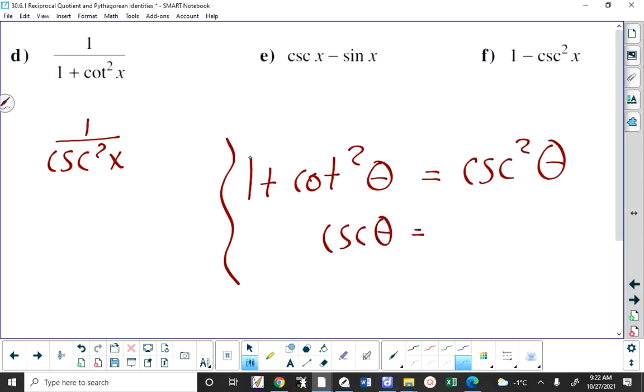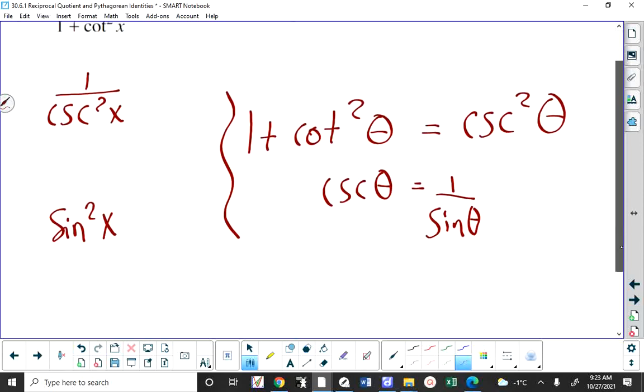I'm hoping that you don't need to look at your formula sheet to know that cosecant is the reciprocal of sine. But don't take that to heart. If you have to look, look. But the bottom line here is 1 over something. I'm going to skip right to the answer here. How many of you see that since cosecant and sine are reciprocals, I could just write this as sine squared of x?